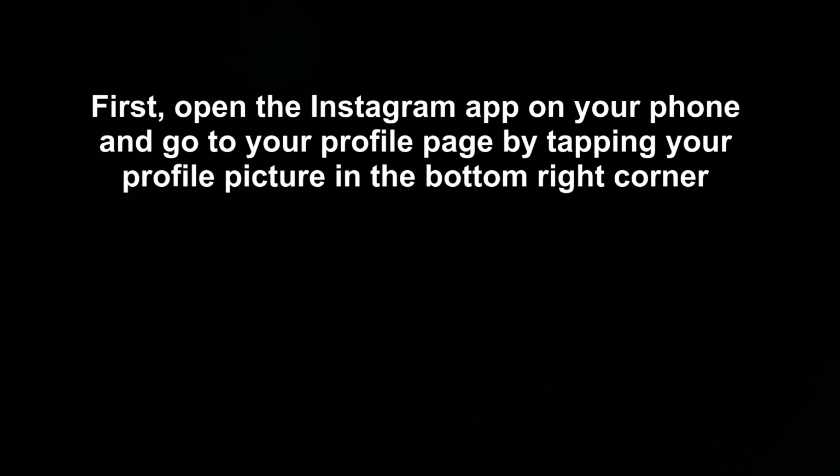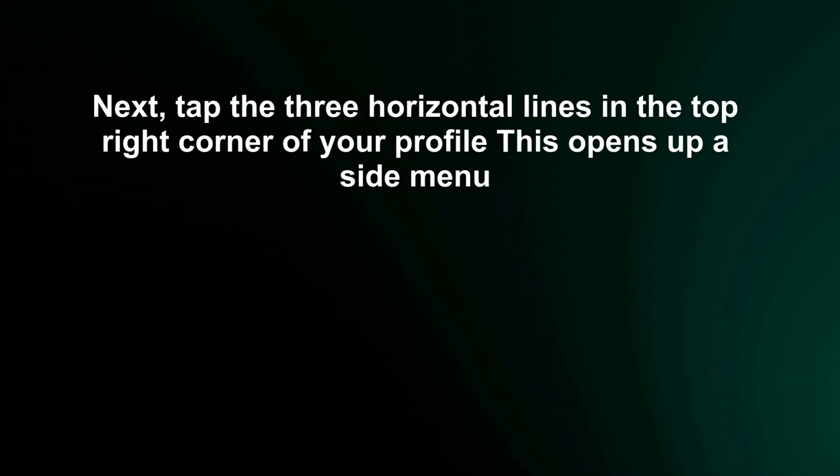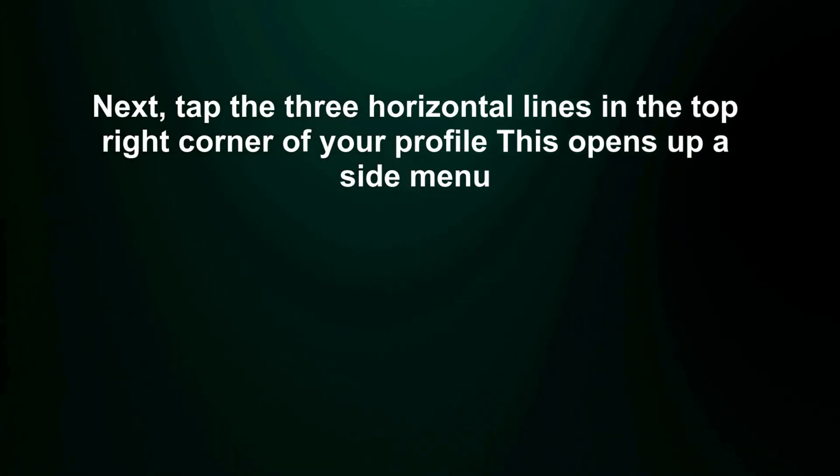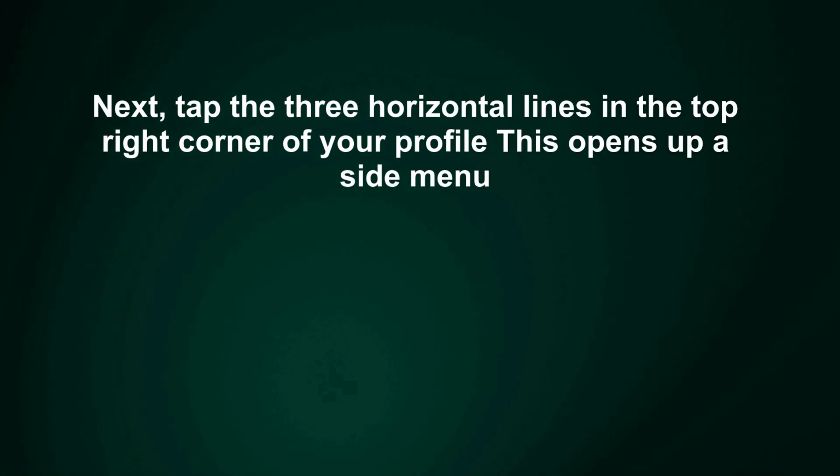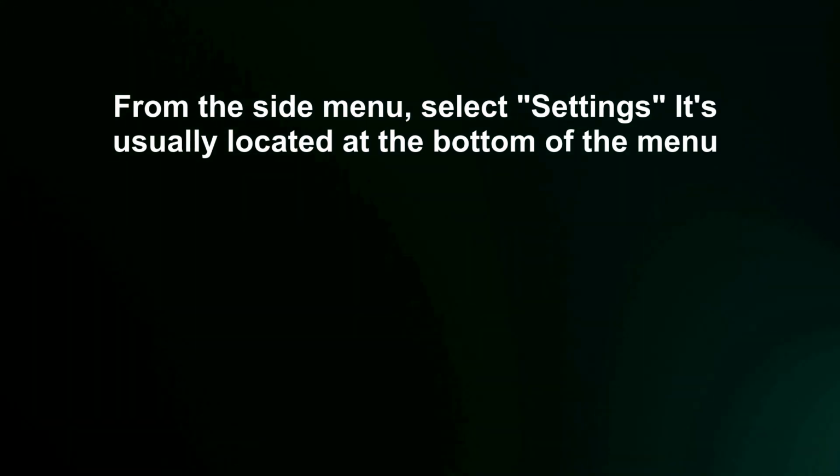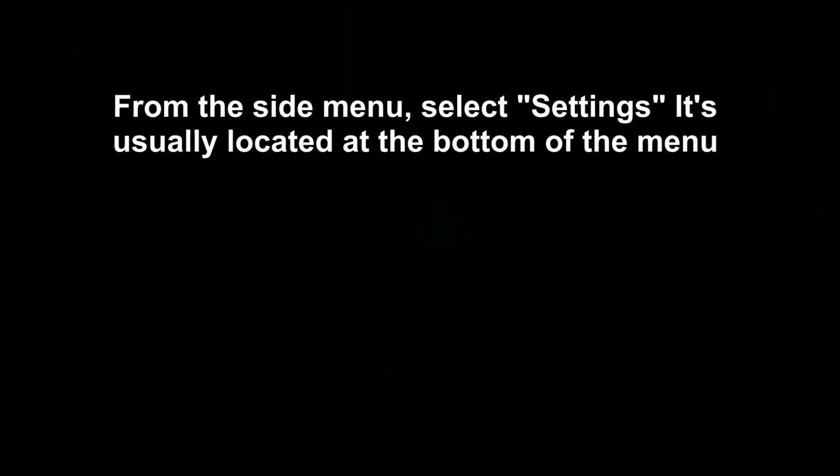profile picture in the bottom right corner. Next, tap the three horizontal lines in the top right corner of your profile. This opens up a side menu. From the side menu, select Settings. It's usually located at the bottom of the menu.